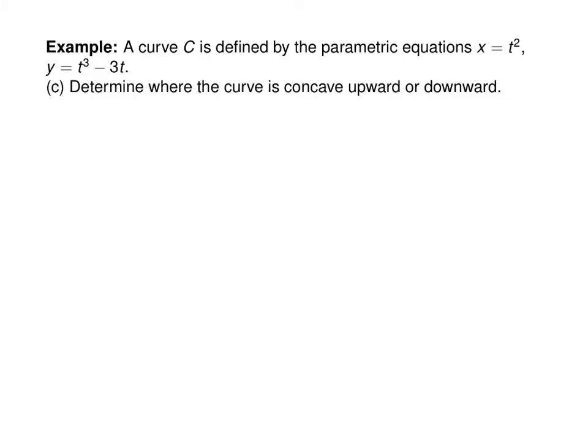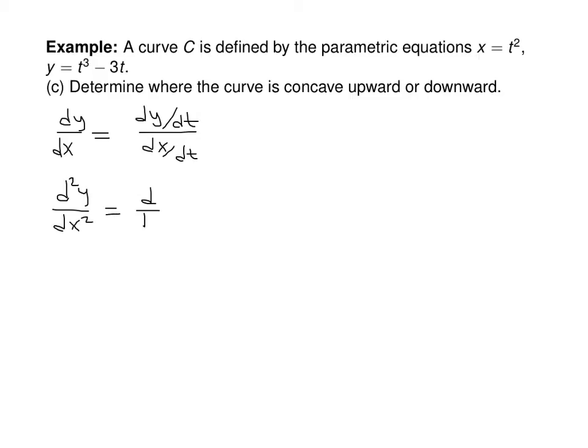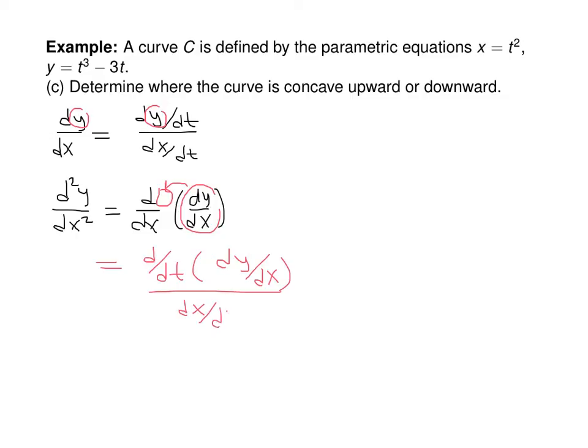Now the second derivative is a little bit tricky. Recall that the first derivative, dy/dx, is found by doing dy/dt over dx/dt. So the second derivative, d squared y over dx squared, is the derivative of the first derivative. Now this first derivative acts like the y does there. You see how it's sort of supposed to be there. So we'll find the second derivative by taking d/dt of the first derivative, all divided by dx/dt.